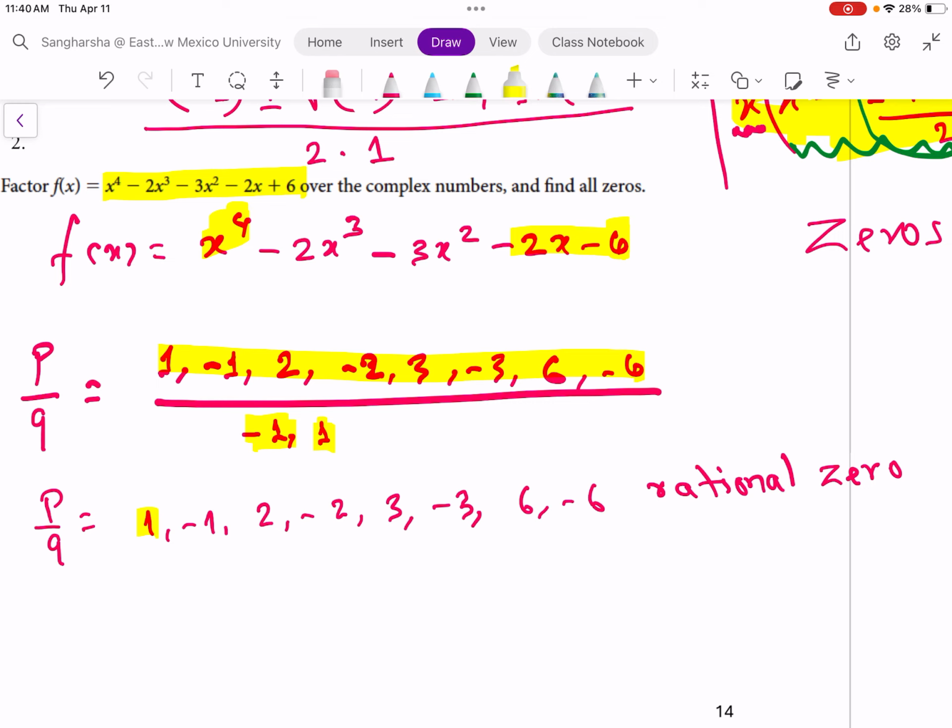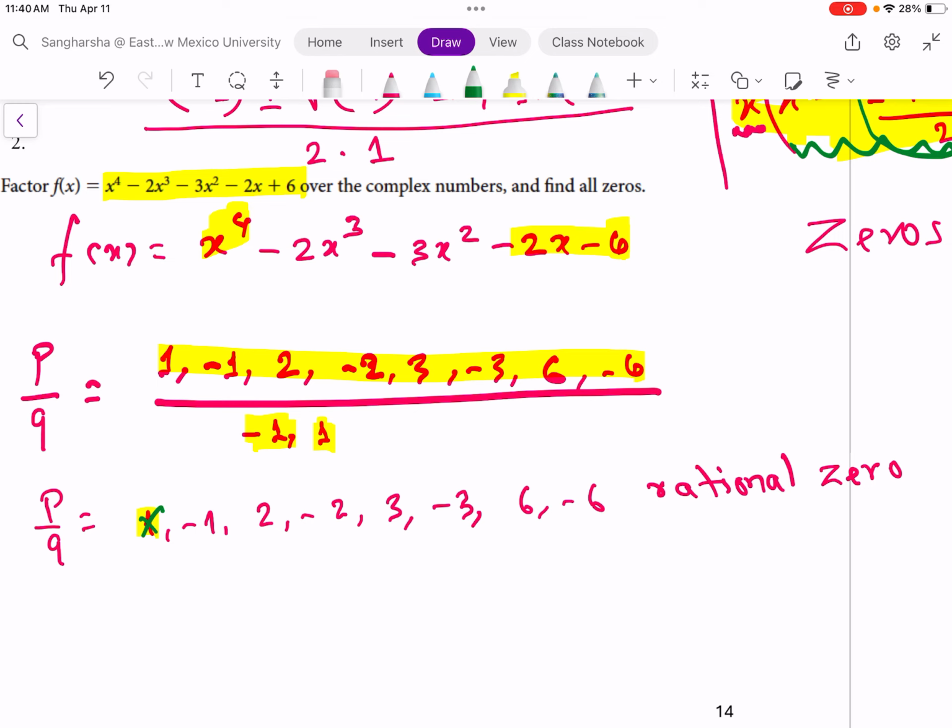Let's try -1. If we try -1, the fourth power of -1 is +1. The cube of -1 is -1 times -2, that is +2. 2 plus 1 is 3. 3 minus x squared, 1 squared, is 3 minus 3, that is 0. Okay, so -1 is a zero here.